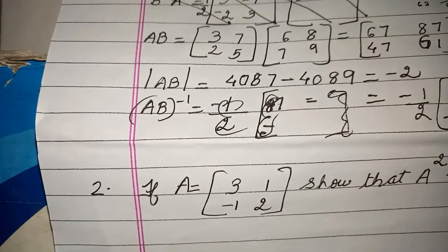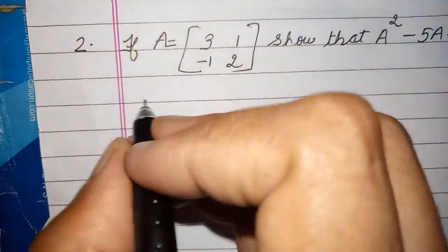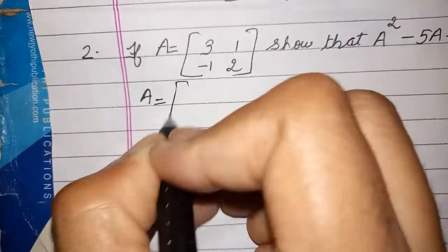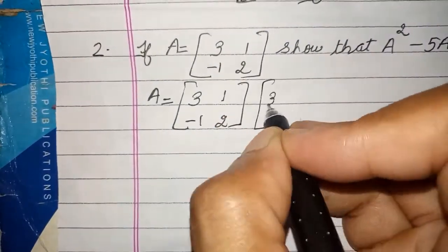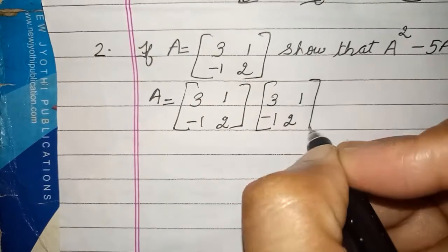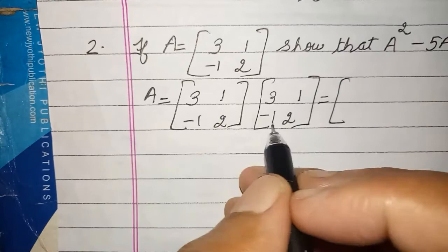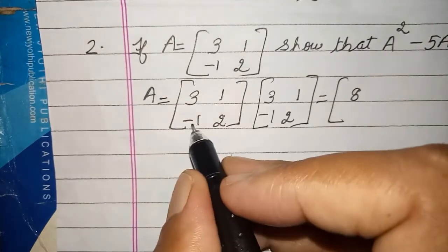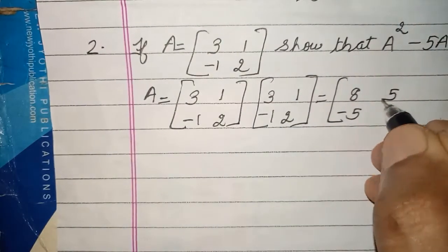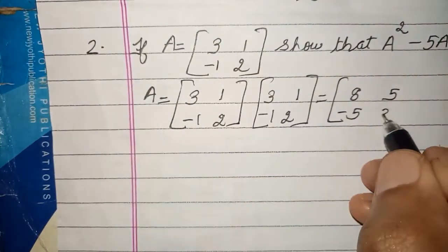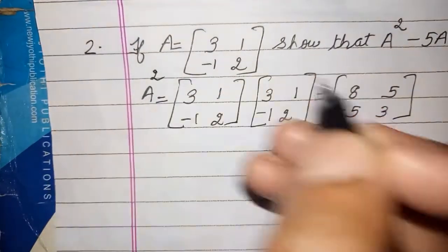Now many of our children have a bad habit of just squaring the matrix. Children, A square doesn't mean square of the matrix. A square means A into A. This is A into A. Now do it. How much is it? 3 3s are 9 minus 1, so 8. Then minus 3 minus 2, so minus 5. 3 1s are 3 plus 2 is 5, and minus 1 plus 4 is 3. Is it okay? Yes.